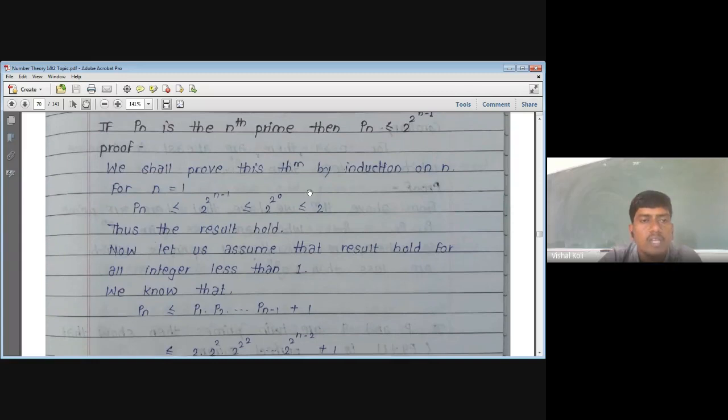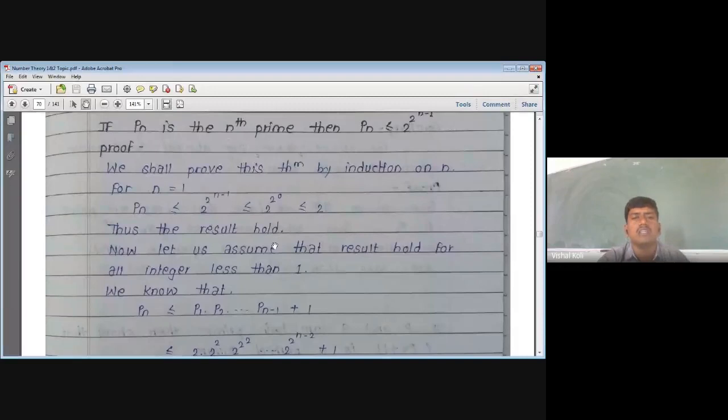Let us consider n equal to 1. Suppose n equal to 1, that is Pn is equal to P1. P1 is less than or equal to 2 to the power 2 raised to n minus 1, but here n is 1. Therefore P1 is less than or equal to 2 raised to 1 minus 1, that is 0. 2 raised to 0 is 1, and 2 raised to 1 is 2. Therefore P1 is less than or equal to 2, and according to the definition of prime number, the first prime number is 2. Therefore 2 is less than or equal to 2. Therefore the result is true for the first integer, that is n equal to 1.